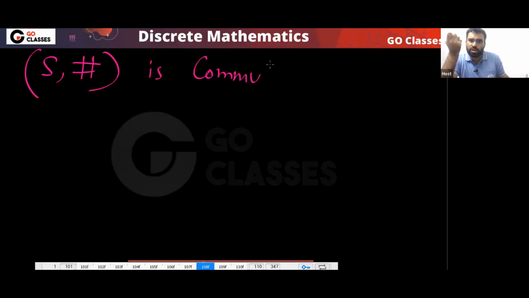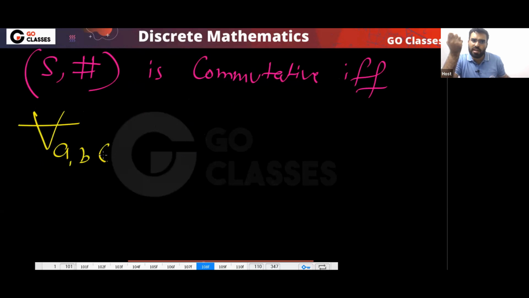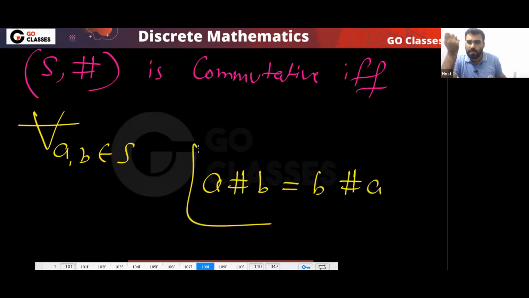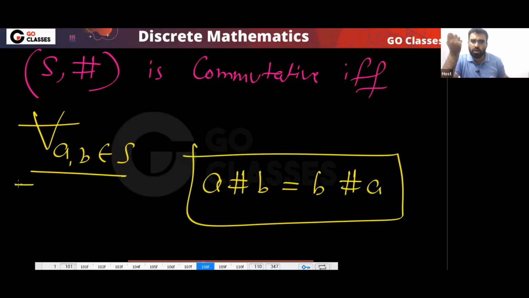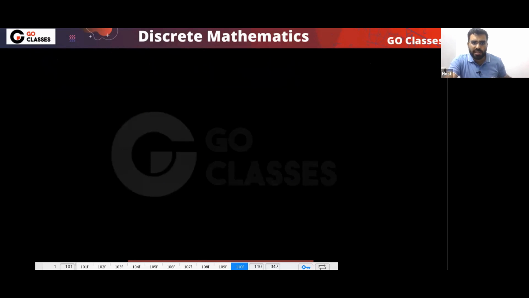When can I say this is commutative? This is commutative if and only if for all elements this should happen. For all elements in S, what should happen? A hash B should be the same as B hash A. So for all of them this should happen. Now, what are the examples?